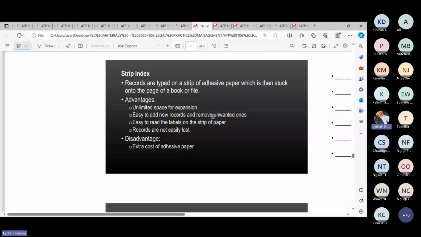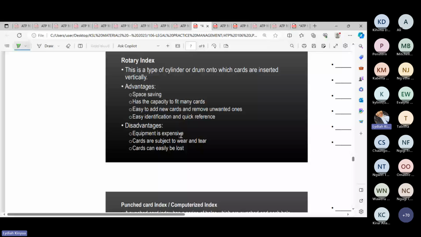And then there is a rotary index. A rotary index is a type of cylinder or drum onto which cards are inserted vertically. So it's like a cylinder. Again, you look at it online, search rotary index.